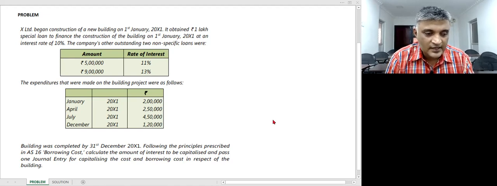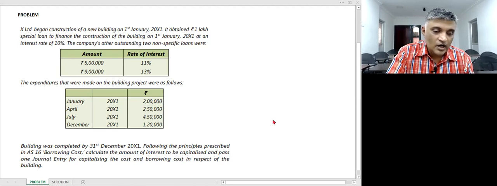Following the principles of AS16, calculate the amount of interest to be capitalized and pass one journal entry for capitalizing the cost and the borrowing cost. We know the cost, it is 10,20,000. But what is the borrowing cost or the interest cost which needs to be capitalized along with the cost of the building? That is important, right? You have spent 10,20,000, that will be capitalized. But what is the interest cost which needs to be added? That we need to find out.